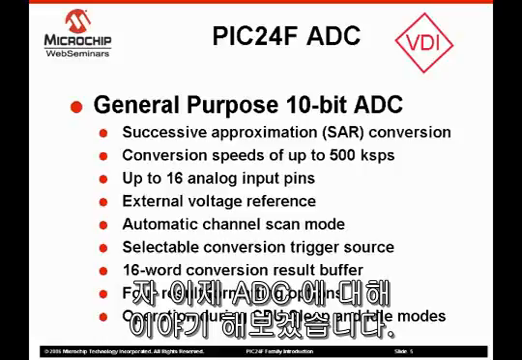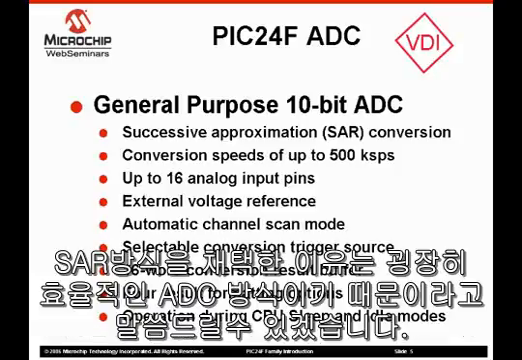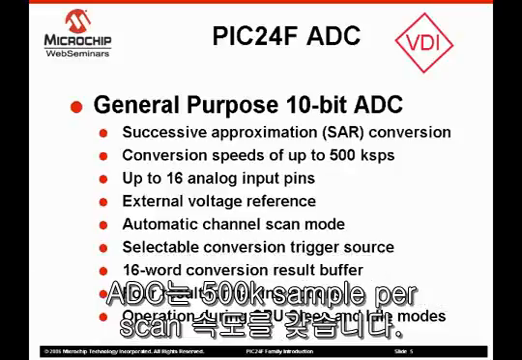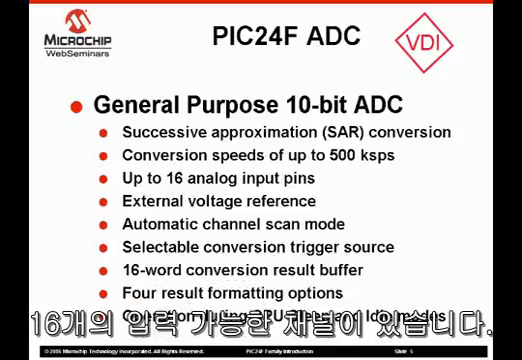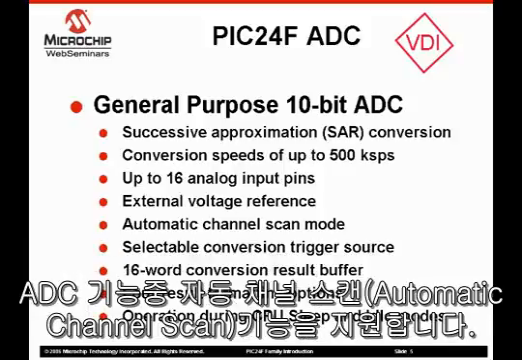The ADC on the PIC24F is a 10-bit successive approximation ADC designed to provide high-speed conversions on a cost-effective microcontroller. Some of the features of the ADC are a 500K sample per second conversion speed, up to 16 analog channels. The A to D converter can be referenced to external voltage reference pins or analog VDD or analog VSS. The ADC includes automatic channel scan mode.